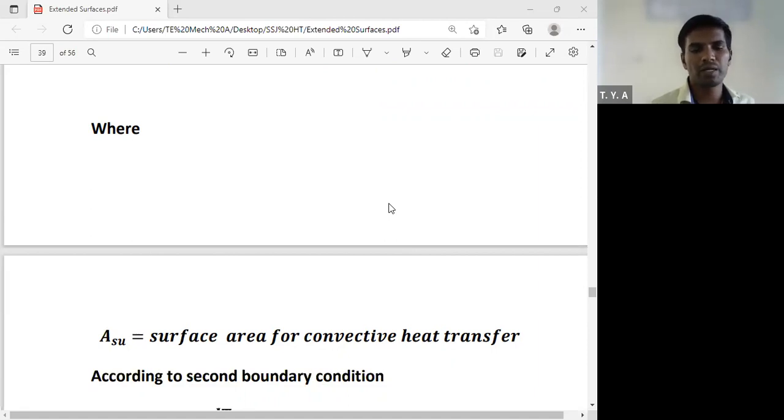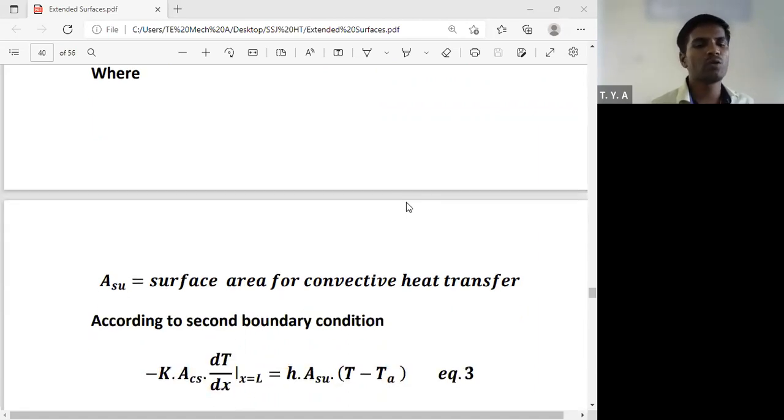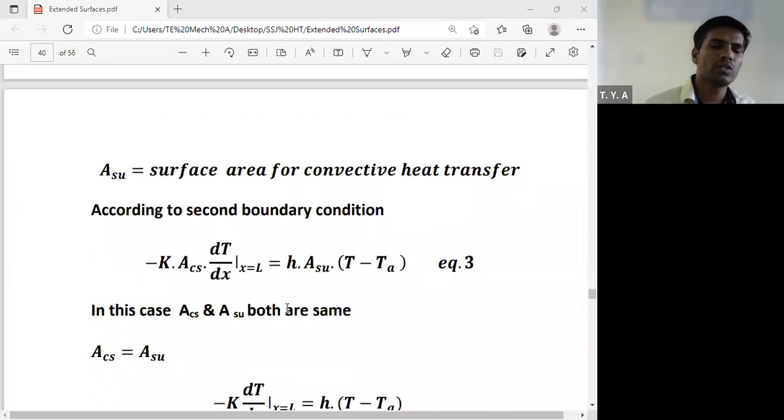Okay, so according to the second boundary condition मध्ये आपण काय कन्सिडर केलेलं आहे? Conduction is equal to convection. So therefore equate that two equations. So we get minus k into cross section area dt by dx at x is equal to L is equal to h into surface area into T minus TA. This is the equation number 3.